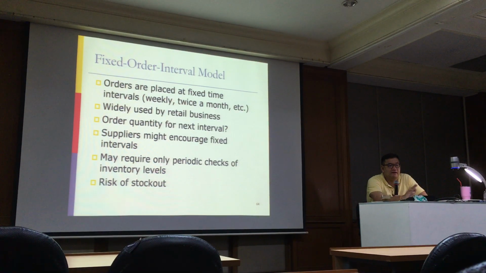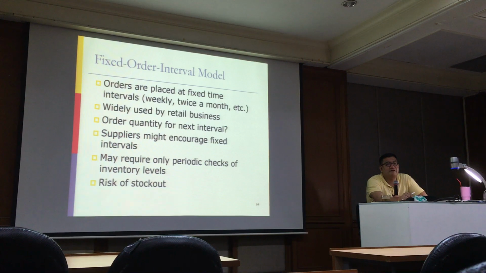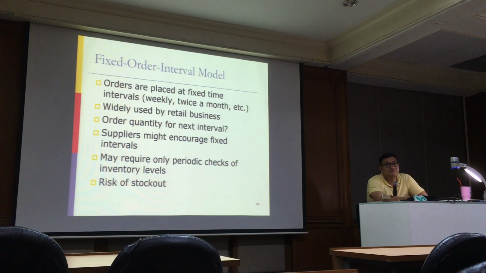You don't care right now about calculating EOQ or this thing, but you just focus on the fixed time. For example, you're going to make an order on day 2 of each month. So when you reach day 2, you investigate your stock, and then you make the order, something like that. So it's a fixed time interval, used by the retail business. The quantity we want to calculate is the order quantity for the next interval.